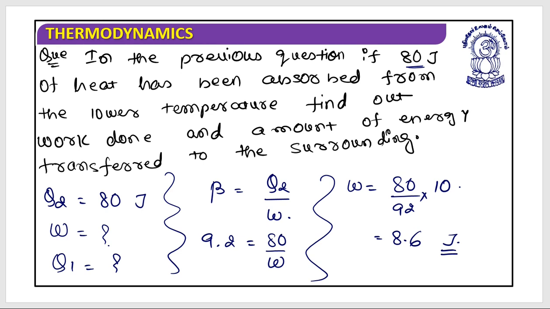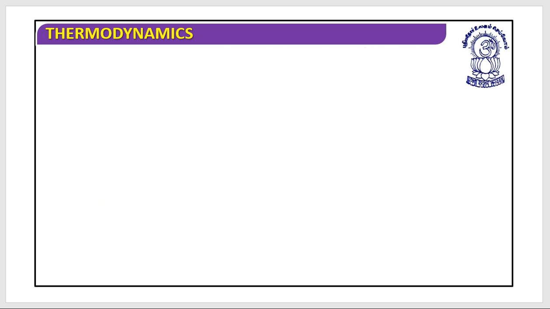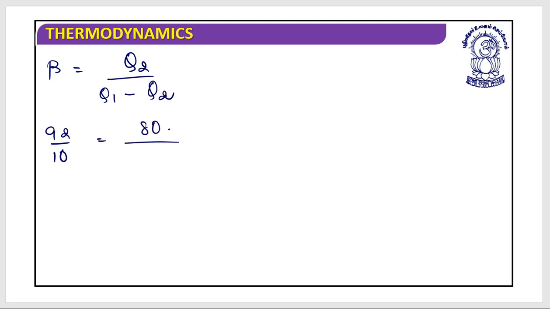Now I have already done this task, and I need to find out Q1. Let's have a look at what Q1 is. Beta is equal to Q2 divided by Q1 minus Q2, and this beta is 9.2, which is 92 by 10. Q2 was given, it's 80. Q1 we don't know.